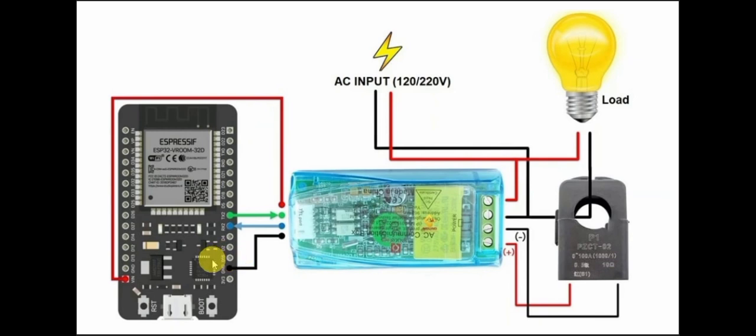The USB receives power from the pin and ground. A red wire carries the positive voltage and a black wire is used for ground.